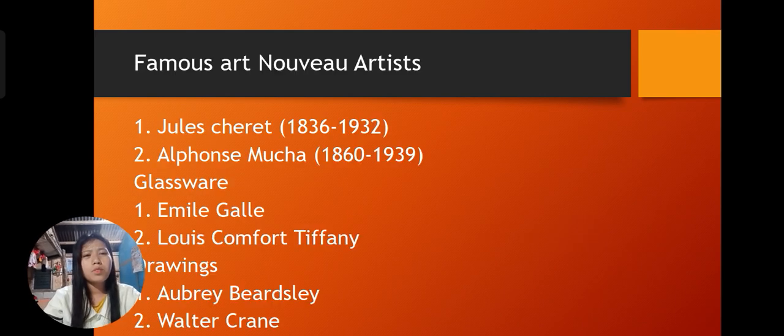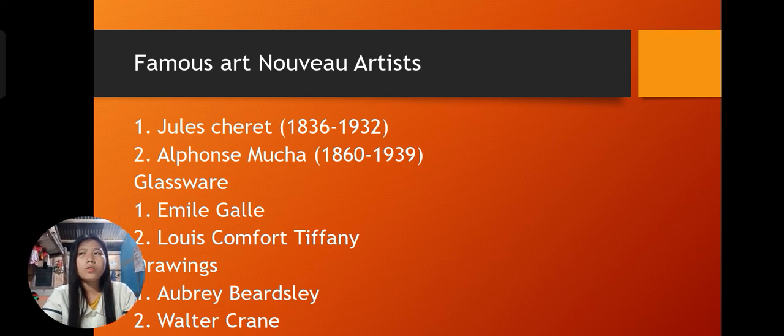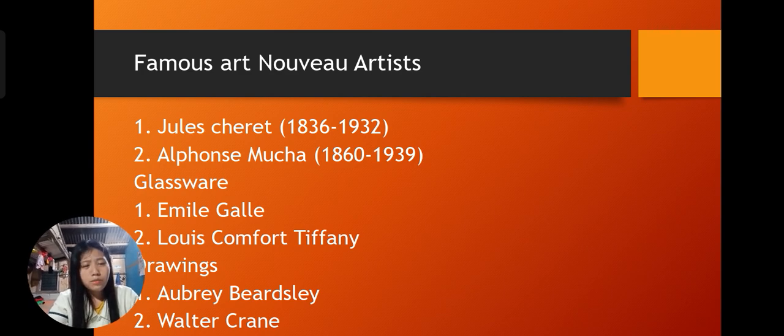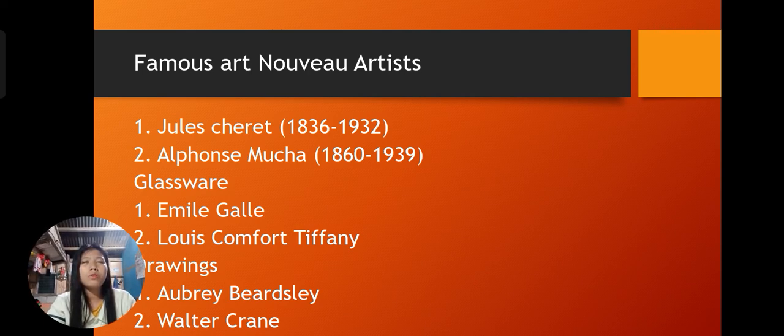The next is the famous Art Nouveau artists. The first one is Jules Chéret, who was very famous in his time. He is called the king of posters. He is a French lithographer who invented three-stone chromolithography. He only uses three colors in his artworks, which are red, yellow, and blue.